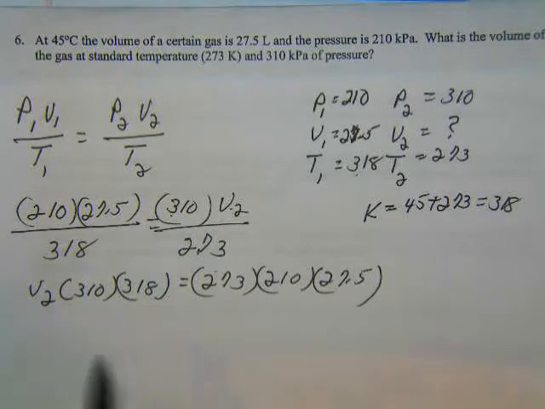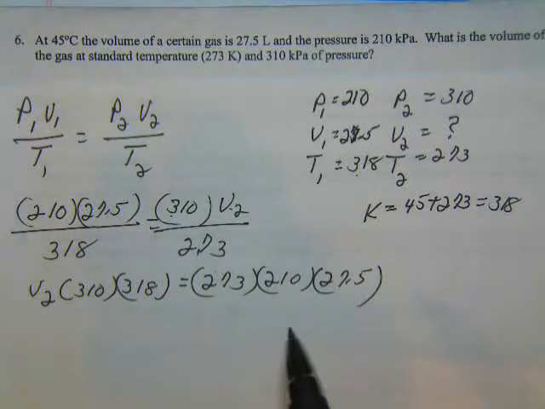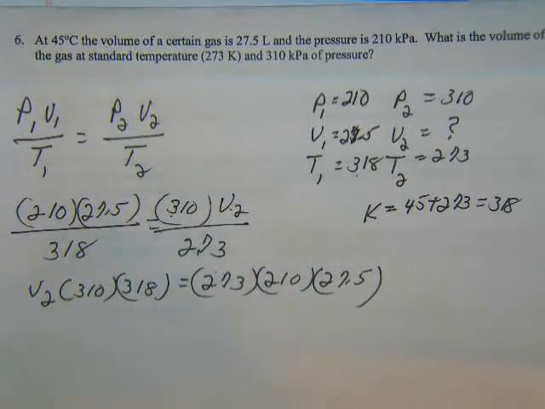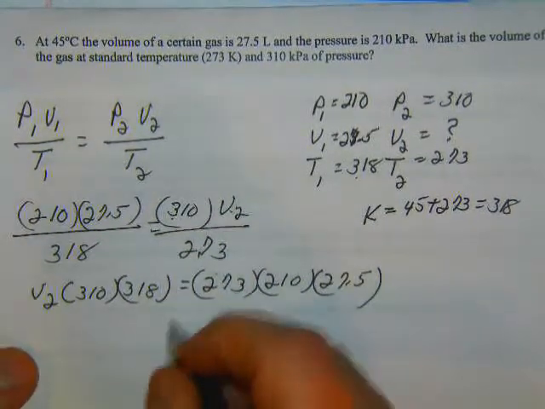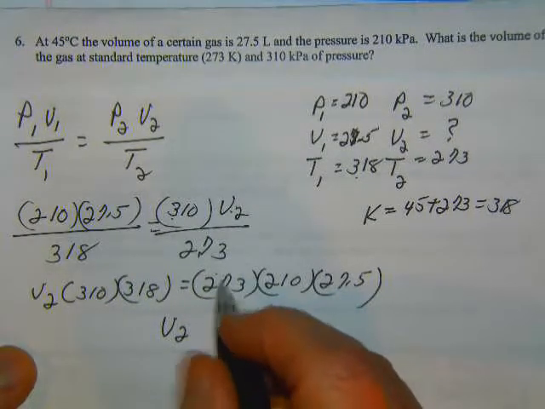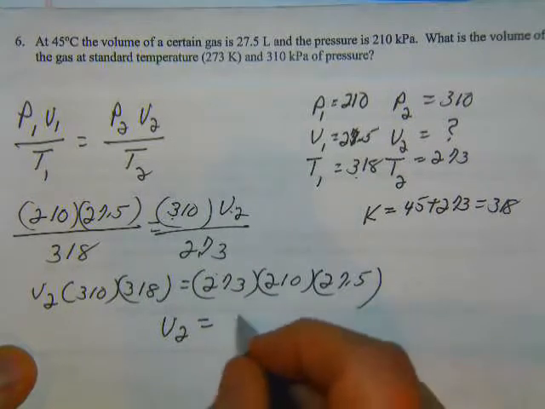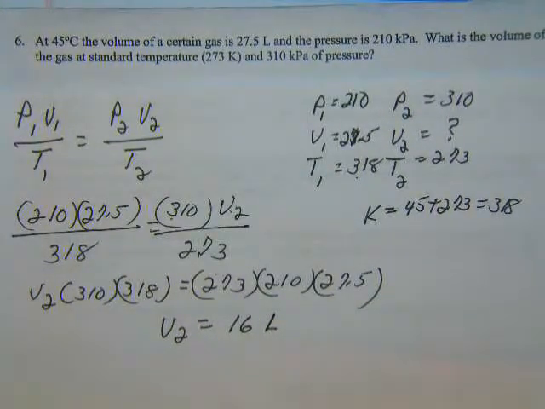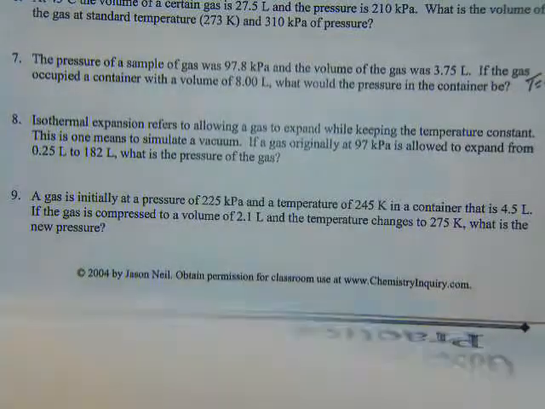So we're looking for V2, and let's look at how many significant figures. It's 3, 3, 2, 2, so the answer can only have 2. If you do the math, volume 2 is going to equal approximately 16 liters. So that's problem 6. Let's look at problem 7.